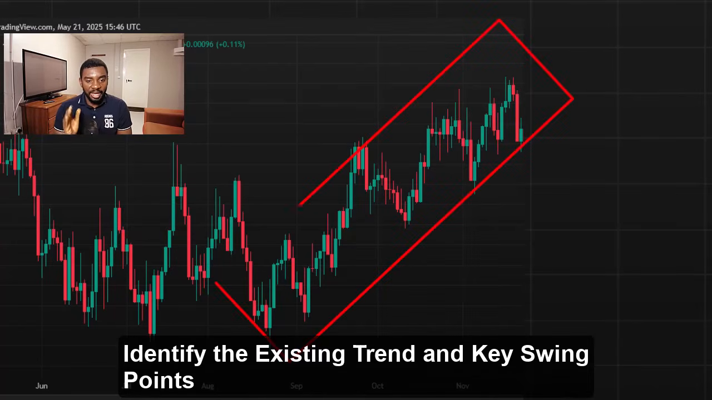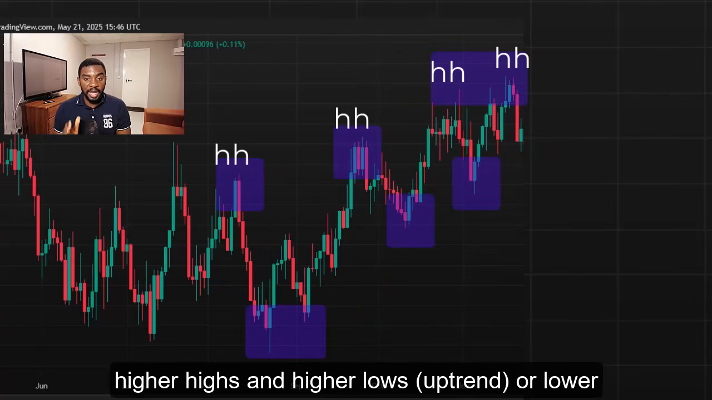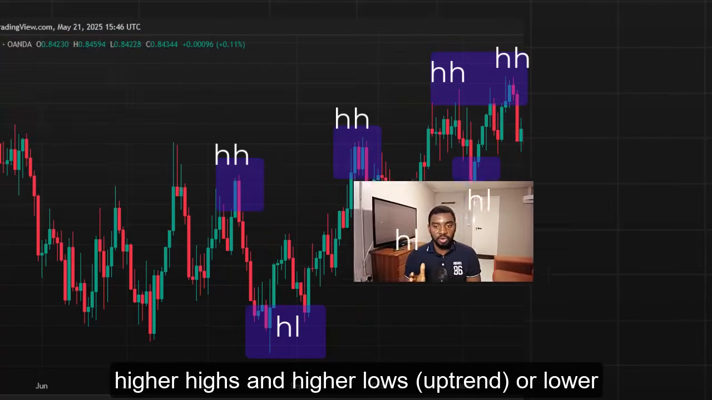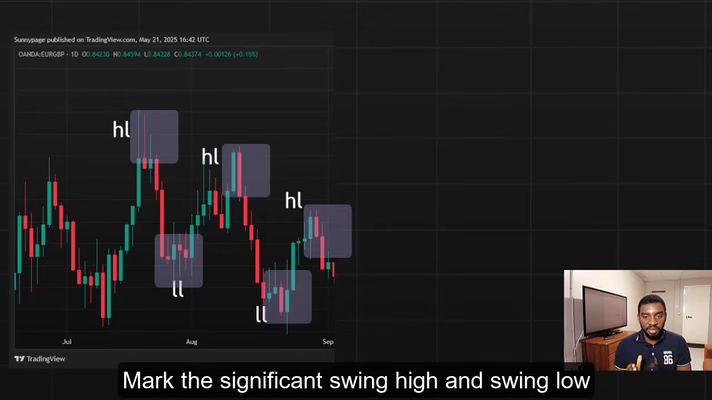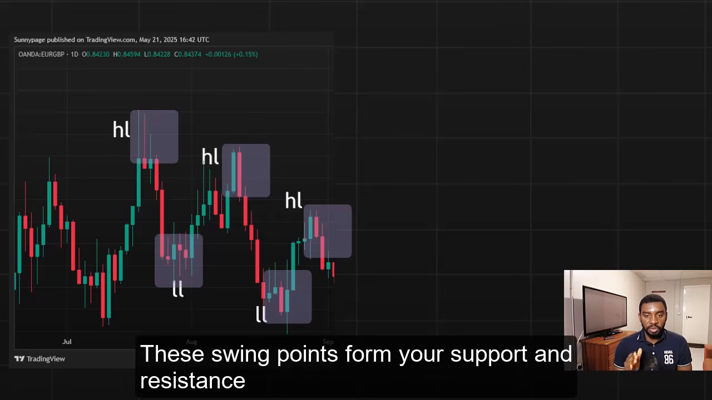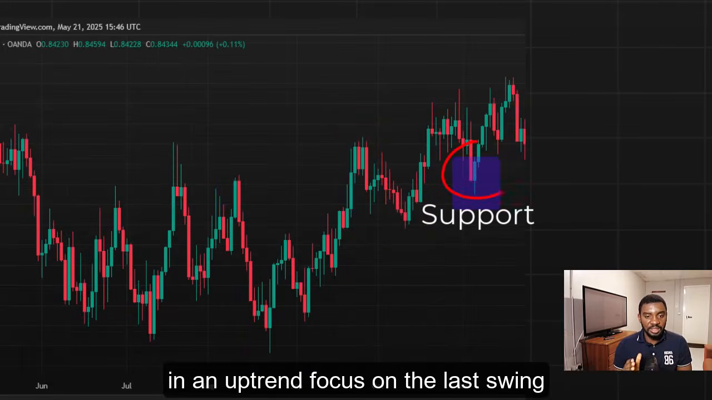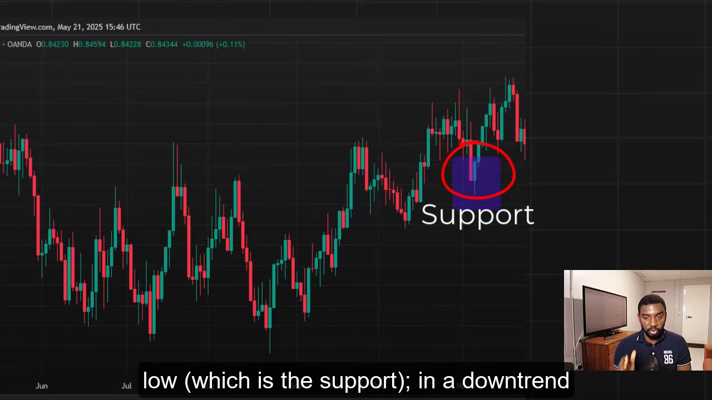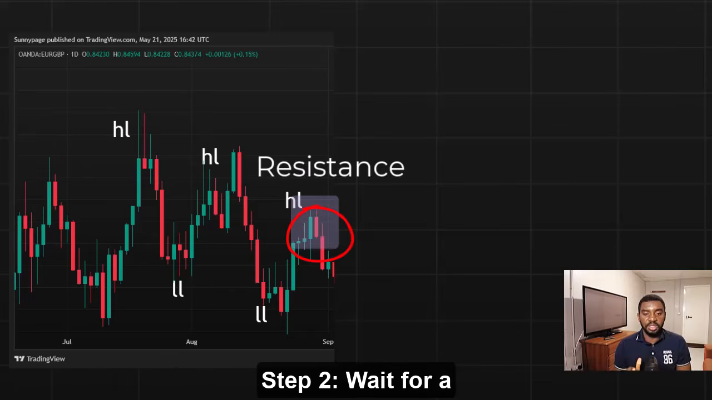Step 1. Identify the existing trend and key swing points. Start by spotting the trend. Is price making higher highs and higher lows, an uptrend, or lower lows and lower highs, a downtrend? Mark the significant swing high and swing low that defines this trend. These swing points form your support and resistance. In an uptrend, focus on the last swing low, which is the support. In a downtrend, note the last swing high, which is the resistance.